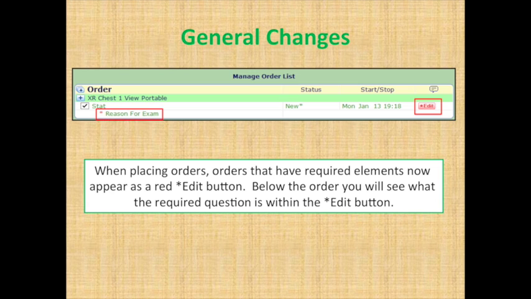When placing orders, those that have required elements now appear as red edit buttons. Below the order, you will see what the required question is within the edit button. Notice how reason for exam is asterisked.